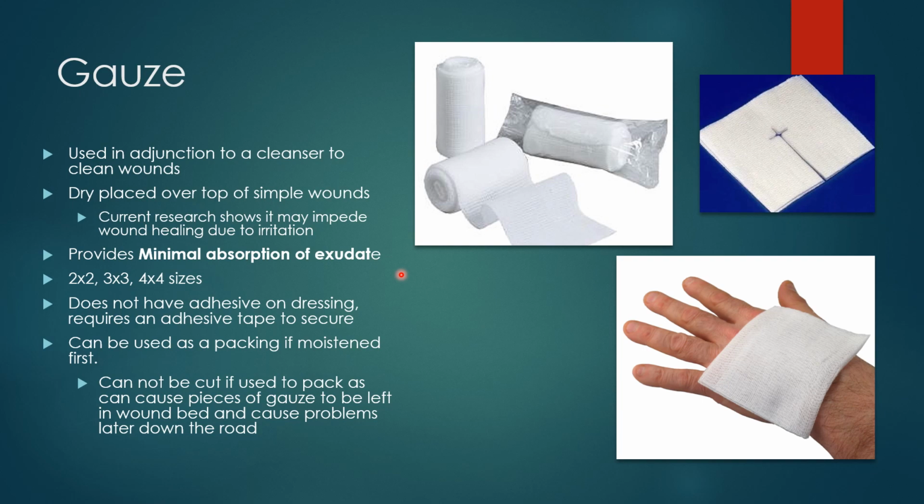Gauze is used over top of a simple wound, and it is placed dry. Gauze does have minimal absorption, so the wounds that it is appropriate for are low exudating wounds. It comes in multiple different sizes and shapes. It comes in 2x2s, 3x3s, 4x4s. This here is a 4x4. This is a drain sponge, sorry. It has a slit, so it can be slid around a drain. And then we have tubular gauze as well here.